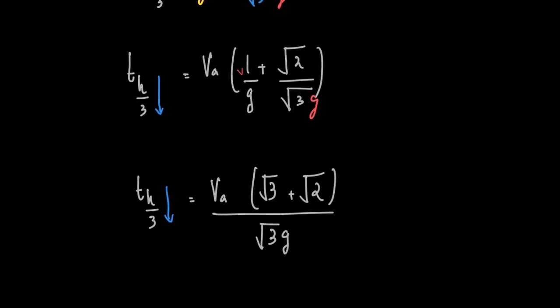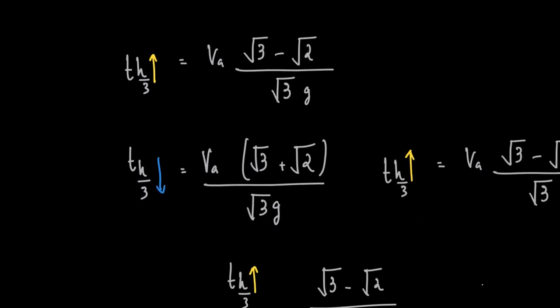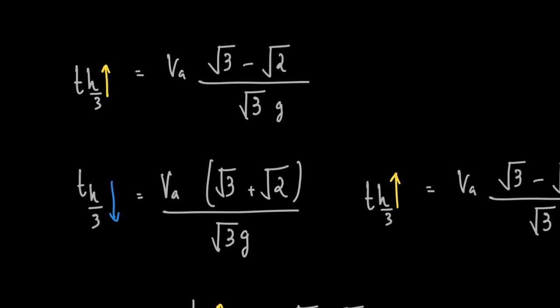Now, multiplying root 3 in the numerator and in the denominator, what I get is VA into root 3 plus root 2 by root 3g, the time to reach h by 3 while coming downwards. So we have two values. Which are they? Time to reach h by 3 upwards is VA into root 3 minus root 2 by root 3g. Time to reach h by 3 downwards is VA into root 3 plus root 2 by root 3g. Okay?